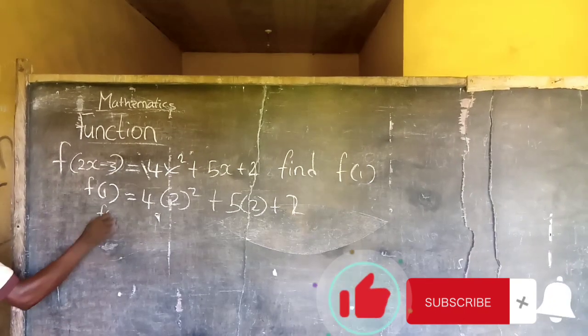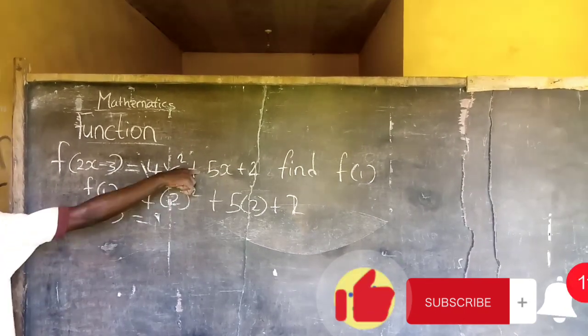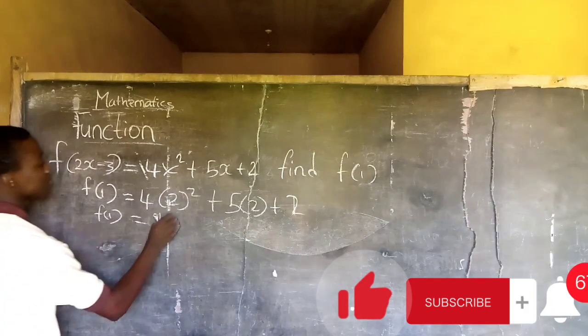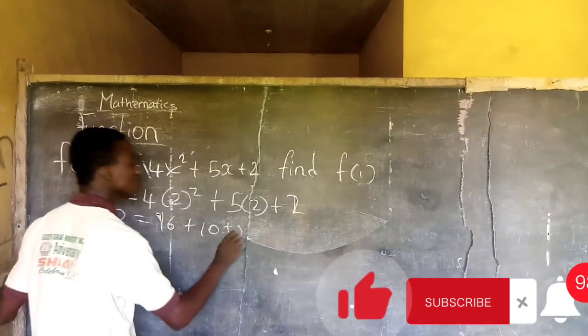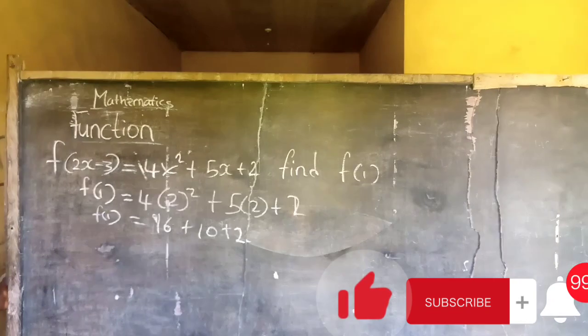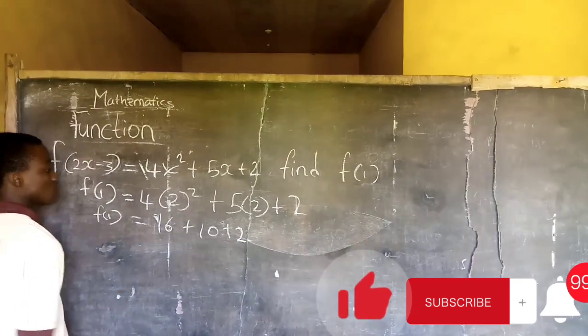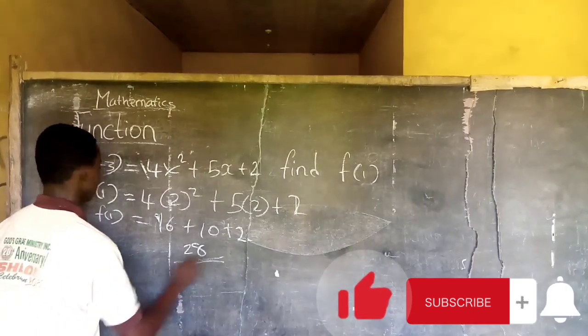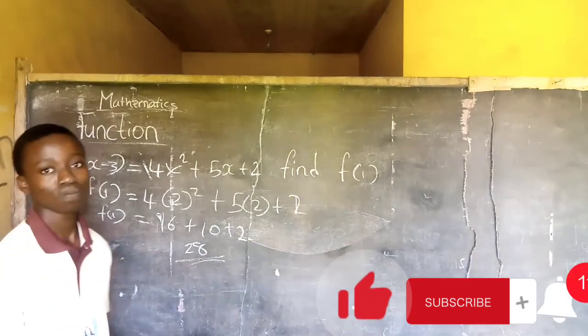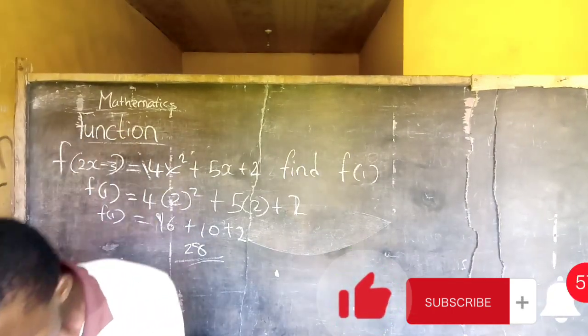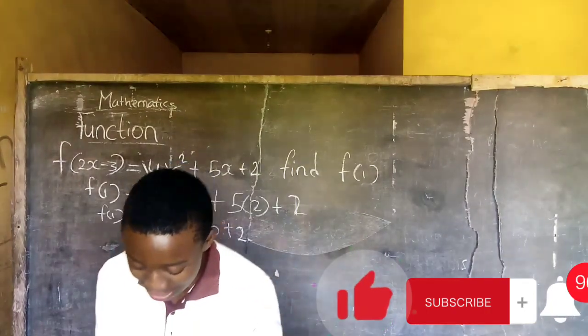Now it becomes, f of 1 becomes 4 times 4, and that is 16 plus 10 plus 2. Yes, and it becomes 26 plus 2, and that is 28. I have no questions. So this, you use the big hammer to hit the big guys.